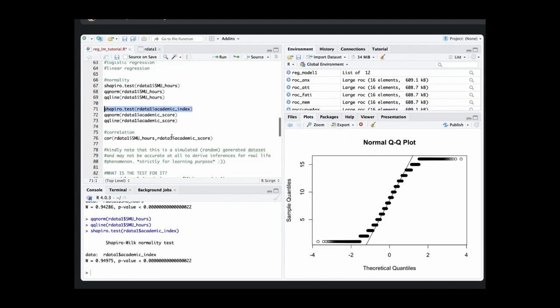See, the thing is, when it comes to normality, first, if it's not met, what do we do? That's the first thing that has to happen.